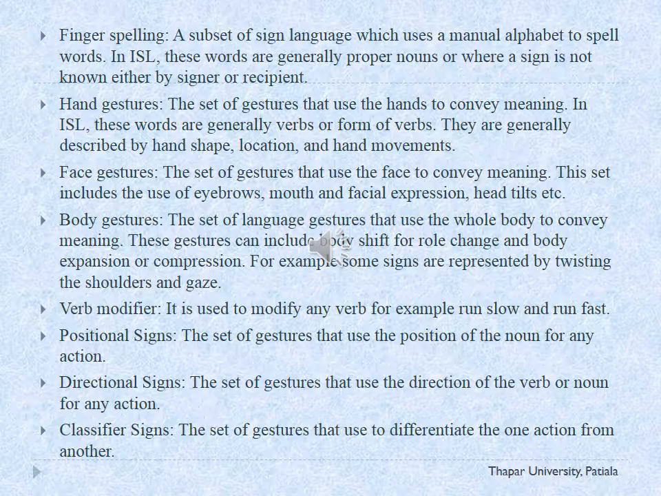Body gesture is used for conveying the message using our body, like body shifting or rolling body or body expansion or compression. Verb modifier is used like run slow or run fast. Positional sign is a gesture using the position of the noun for any action. Direction signs are a set of gestures that use the direction of verb, noun for any action. Classifier signs are used to differentiate one action from another.